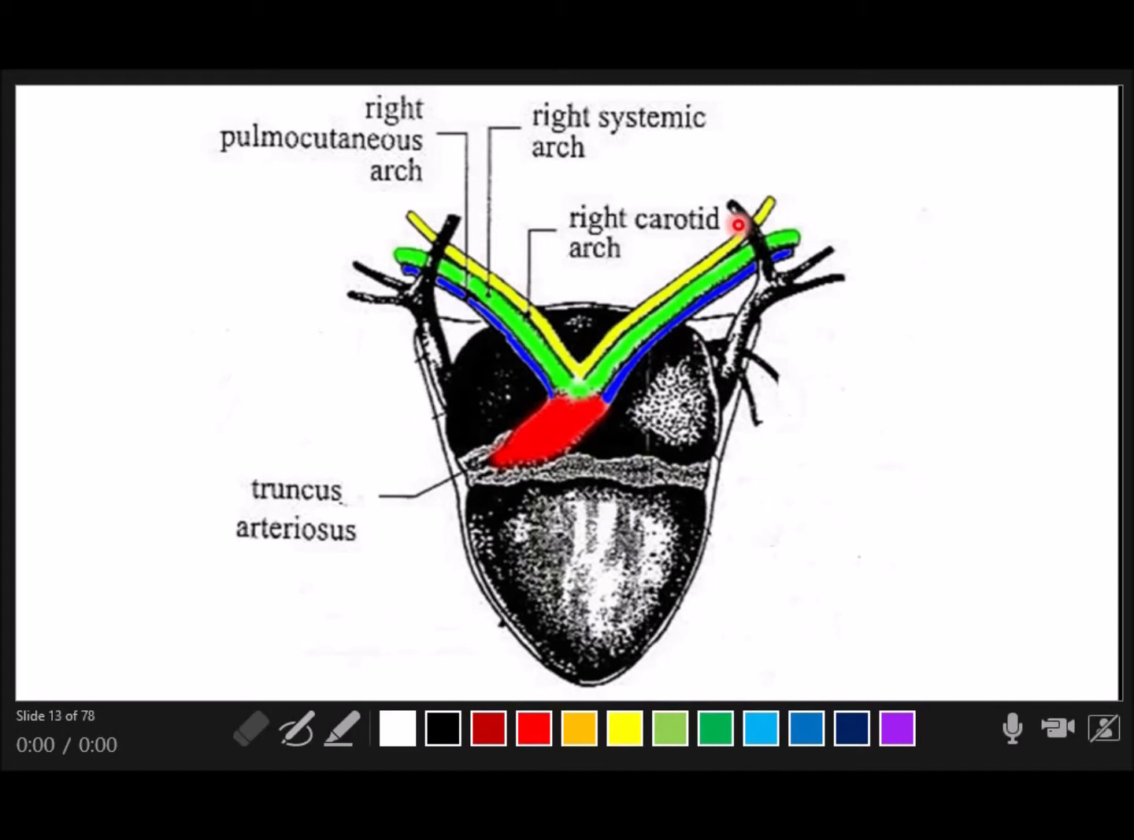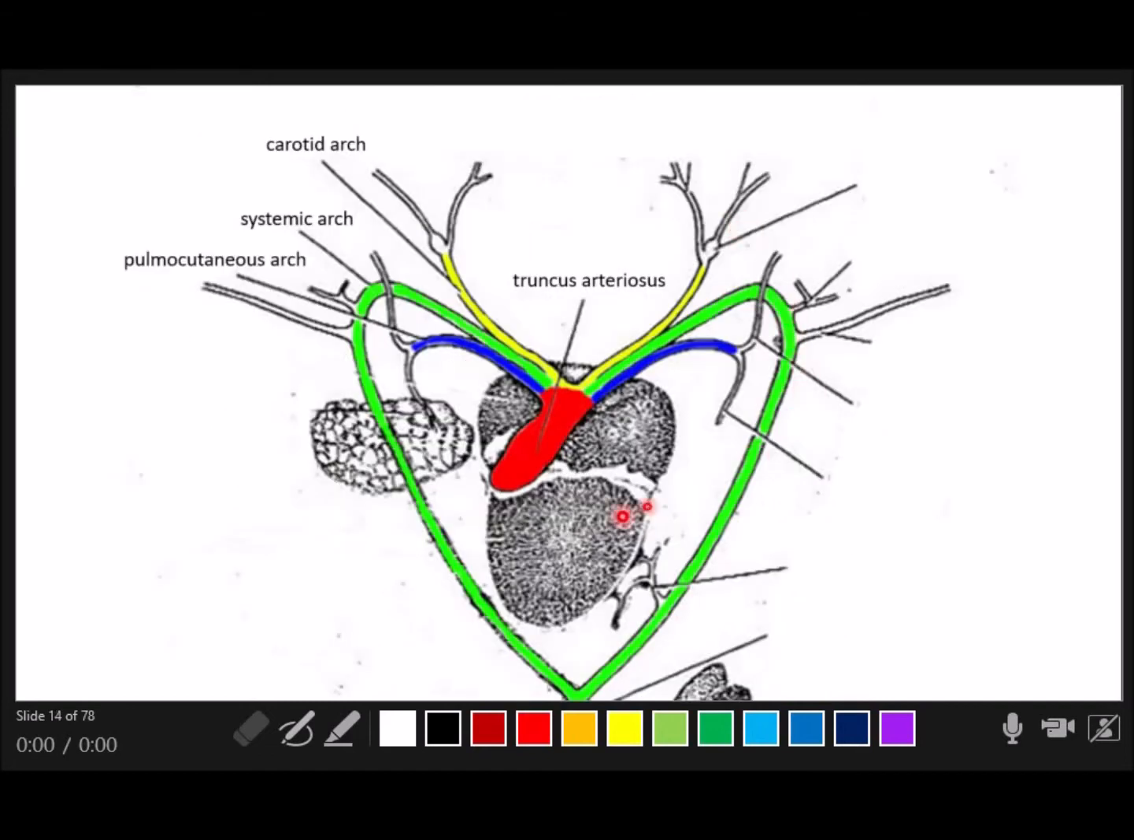Okay, let's study these branches in more detail. So we have the truncus arteriosus, the pulmocutaneous arch, the systemic arch, and the carotid arch. And as you can see, the systemic arch makes a heart shape around the heart, like a heart around a heart. Okay, so let's begin with the pulmocutaneous.